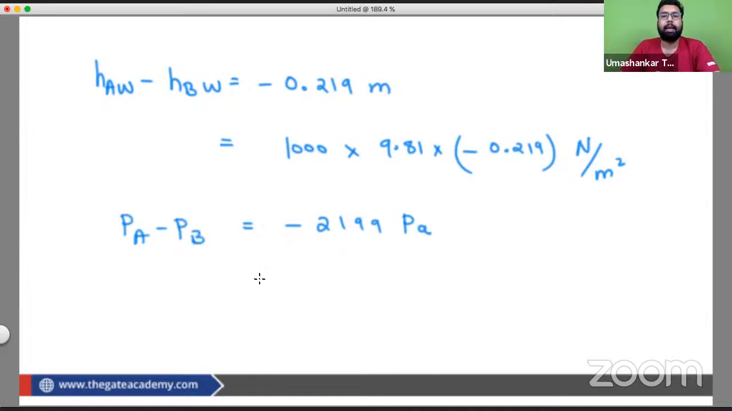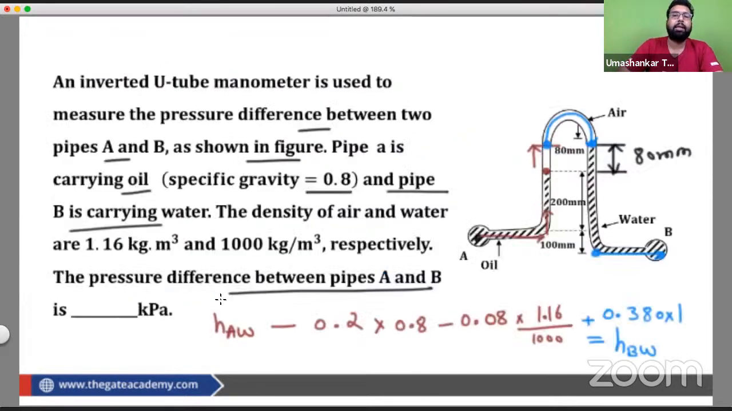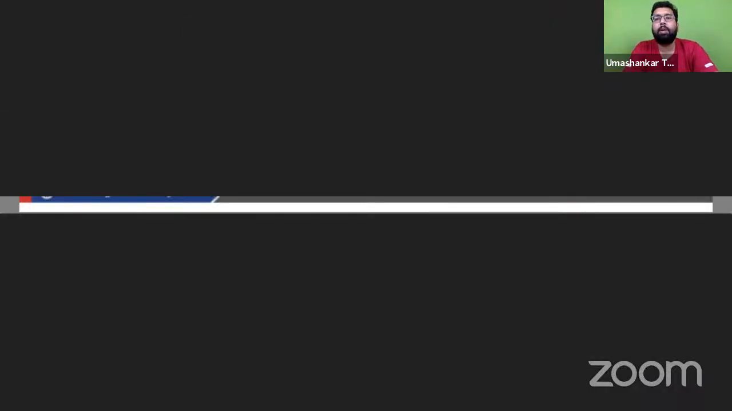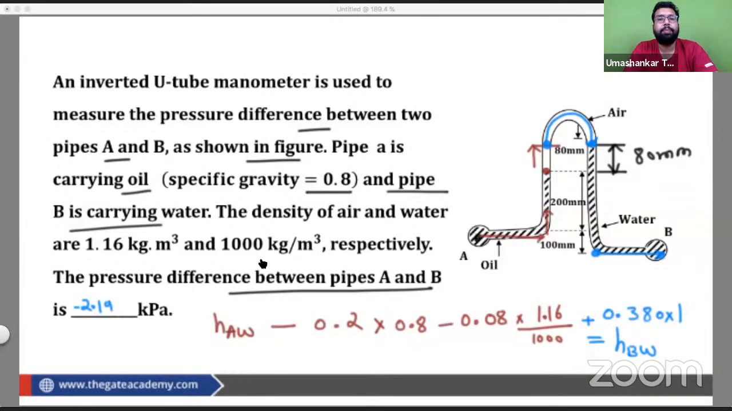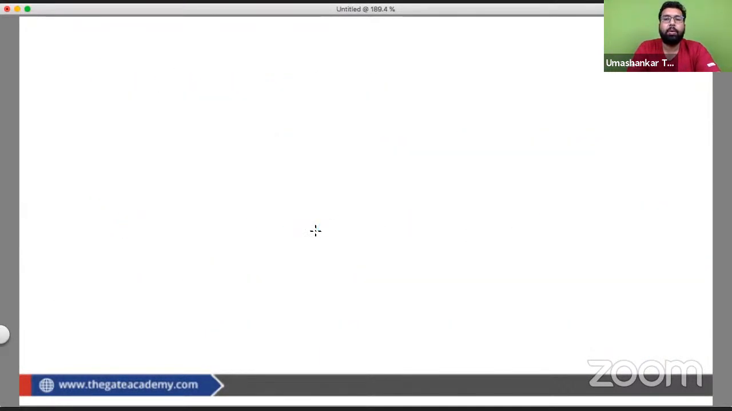This is minus 2199, so we need to answer in kilopascal. So it is somewhere minus 2.19 kilopascal. So what is the answer to this question? The answer should be minus 2.19 kilopascal. Now please tell me if it is fine or not. I hope it is fine to all of you, beta.